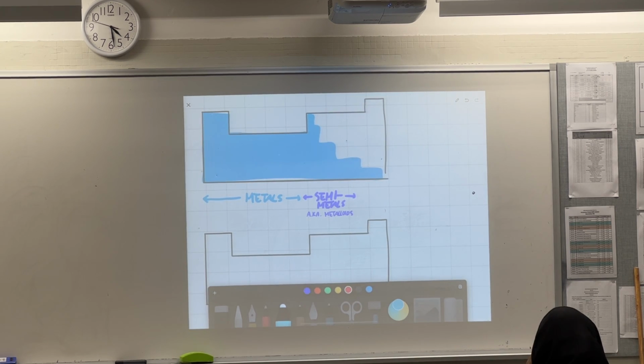Then on the far right, we have the non-metals. So the non-metals are here, which extends all the way to the noble gases, of course. So you have the semi-metals.